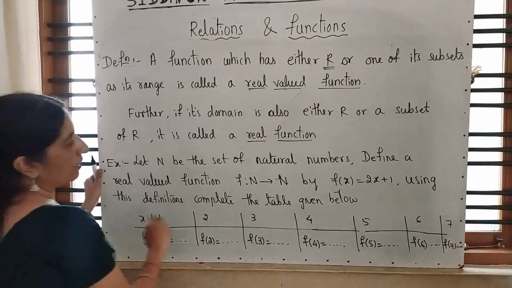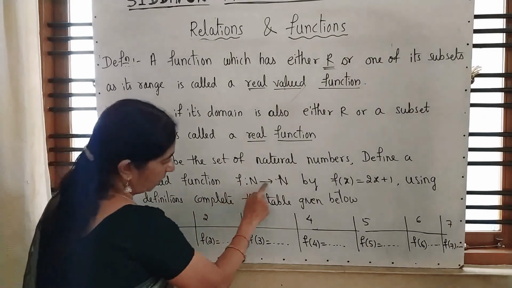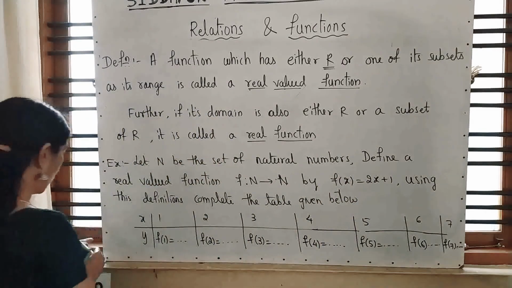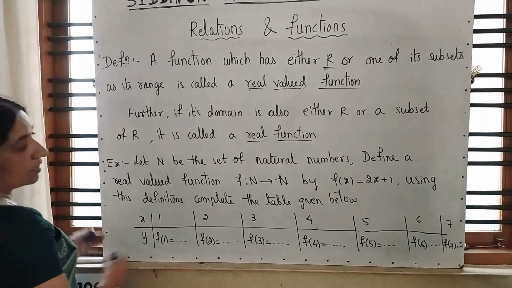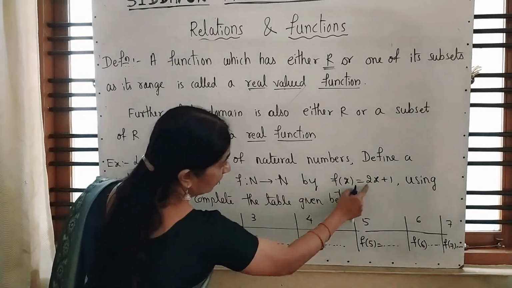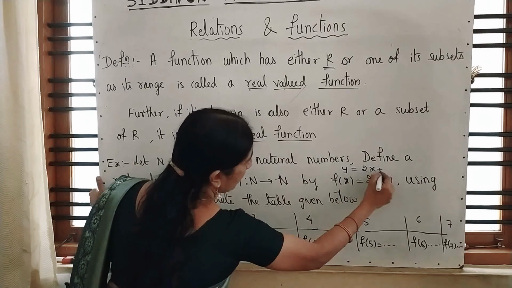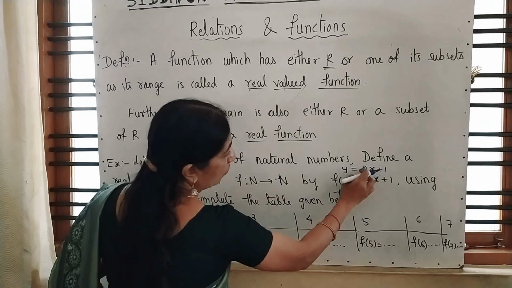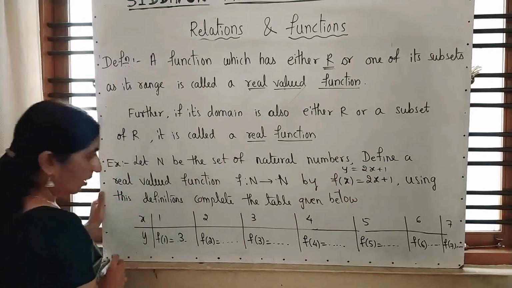Let N be the set of natural numbers, defined like this. The first set is N, the second set is also N. It is defined by f(x) = 2x + 1. They have given one table, and using this we have to complete the table. f(x) is nothing but y. y = 2x + 1. If x is 1, in place of x write 1: 2 into 1 is 2, 2 plus 1 is 3.